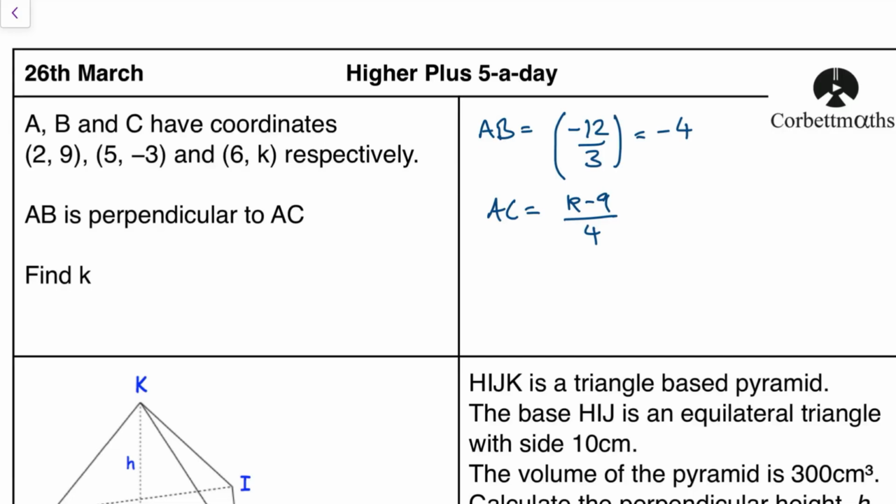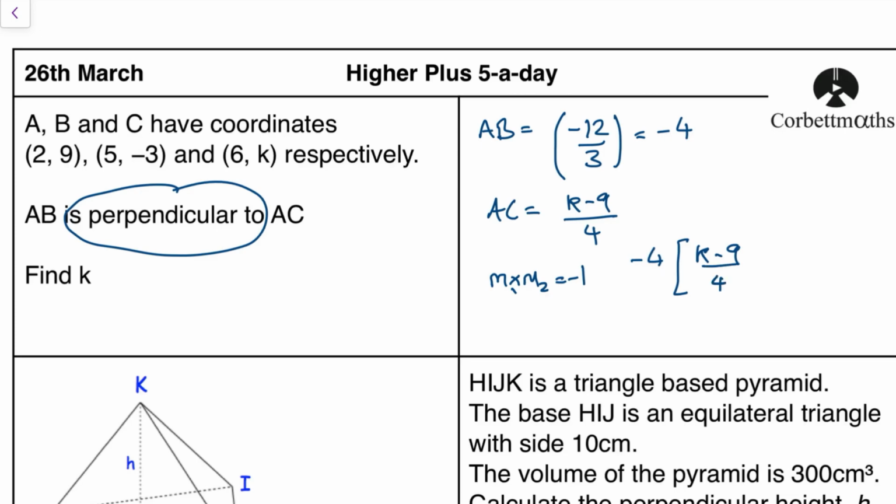Now what I do know is if they're perpendicular, then the gradients multiply by each other, so m1 times m2 equals minus 1. That's the key to this question, knowing that fact there. And I can do that. So I can say minus 4 times the other gradient, which is (k minus 9) over 4. That's good because the 4's cancel, equal minus 1.